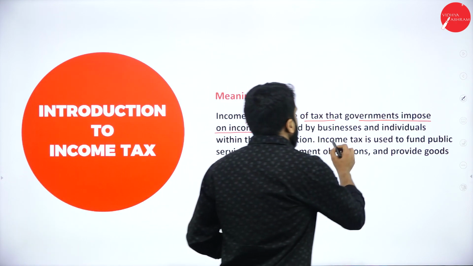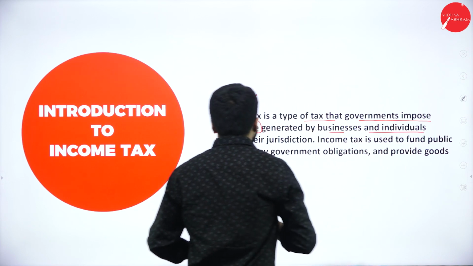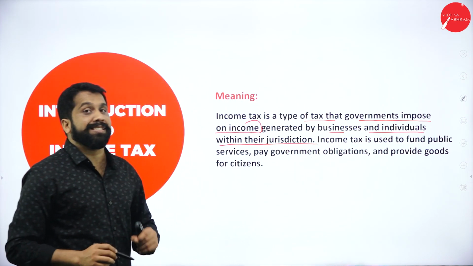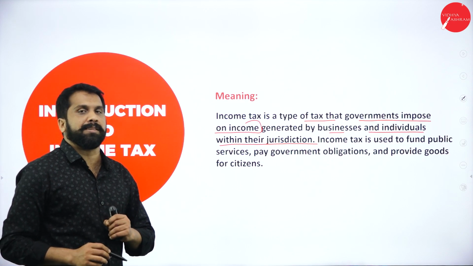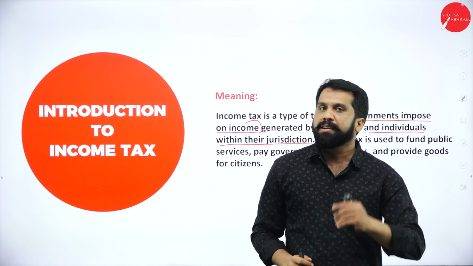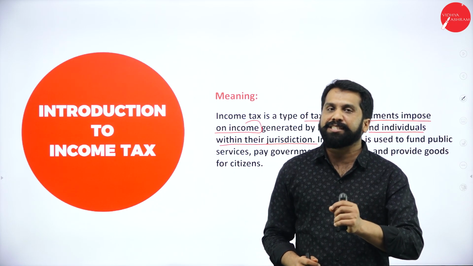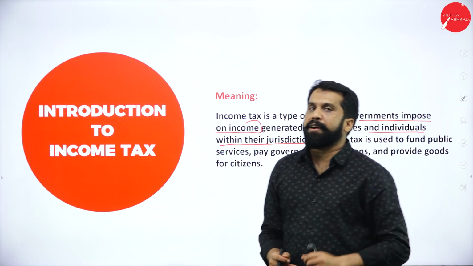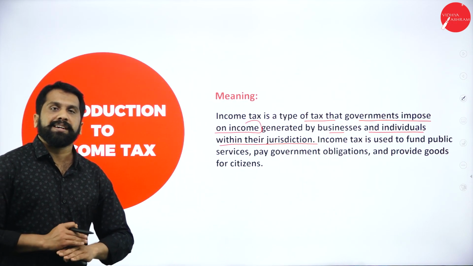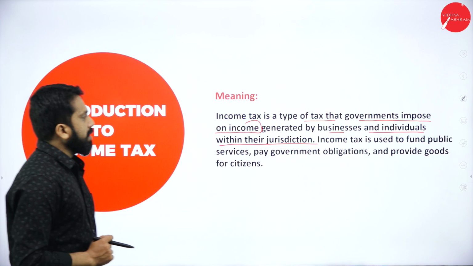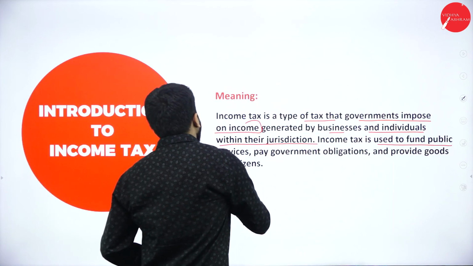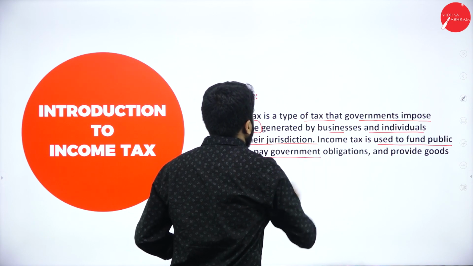Now, by business and individuals within their jurisdiction. What is within their jurisdiction? Very simple. Your income is more, the tax will be higher. Your income is less, your tax will be less. If your income is less than 2,50,000, then you are not supposed to pay tax. Now, income tax is used to fund public services, pay government.